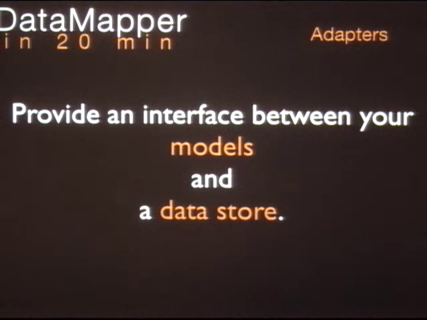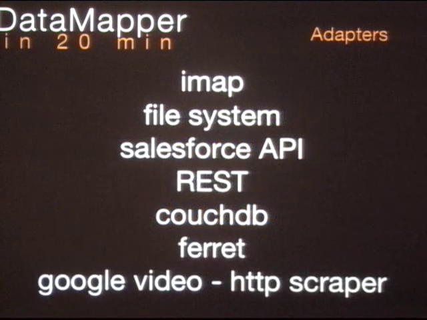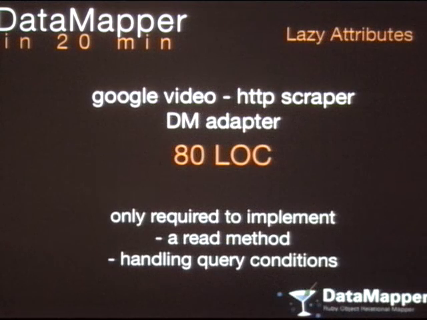And we already have a bunch of adapters out there. So we have an IMAP adapter, a file system, Salesforce, REST, CouchDB, Ferret. And I even wrote one just for this demo. I tried to plug in DataMapper with an HTTP scraper. Google Video doesn't have an API right now, so if you want to get your own videos, you cannot do that. And I tried to do that. I was like, well, if DataMapper offers me a nice interface for my adapters, I should be able to do it. And I actually was able to do it in 80 lines of code.